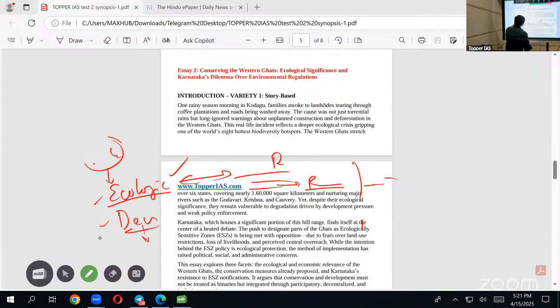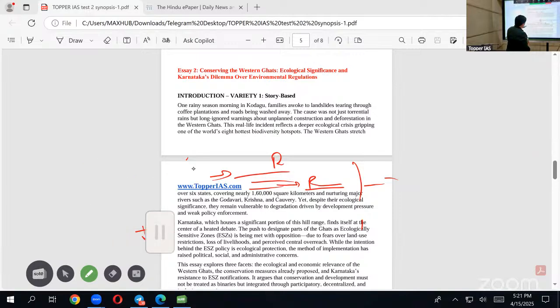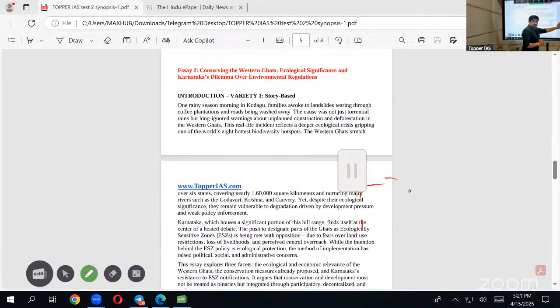That means the Western Ghats are most important even for our rainfall. The Western Ghats influence the monsoons. That means it is important not just from an economic and ecological point of view, but also for the pattern of rainfall. This is how it is.